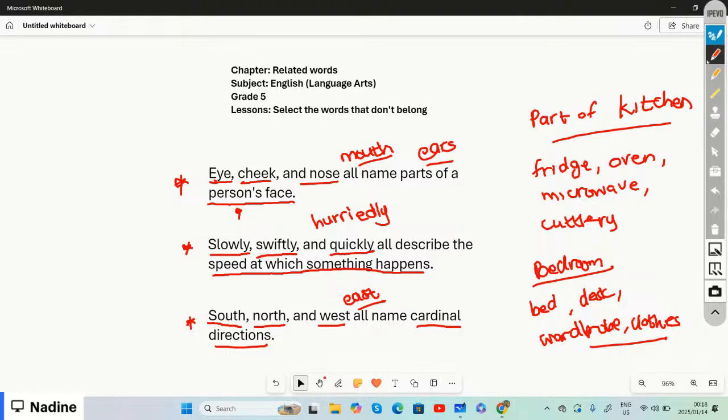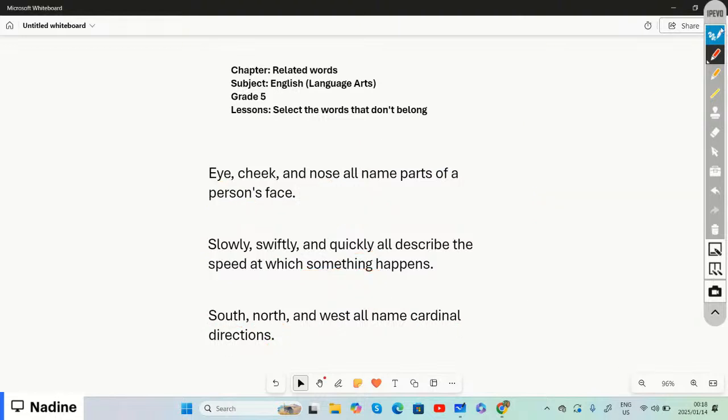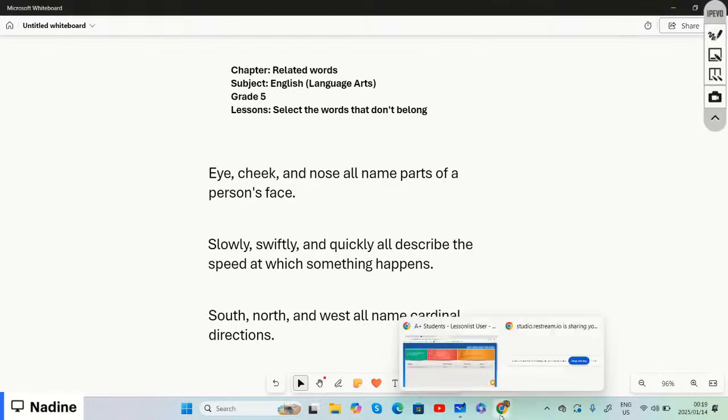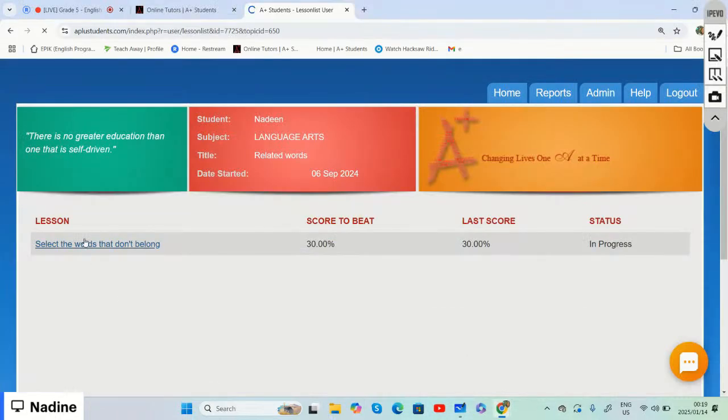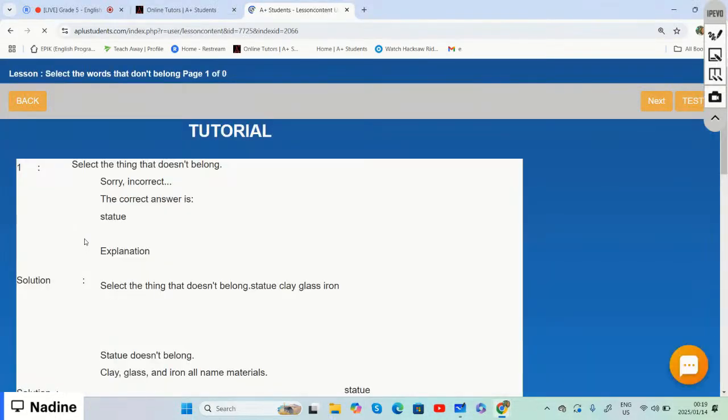All right, so now we're going to aplusstudents.ca and we're going to select words that don't belong. Which means that we are going to look at a few words that are related to one another, but we're also going to look at words that are not part of the related words. And we're going to select the words that don't belong. Yes, bed, pillow, desk, blankets, toys, closet, clothes, those are all things that are part of a bedroom. Well done.